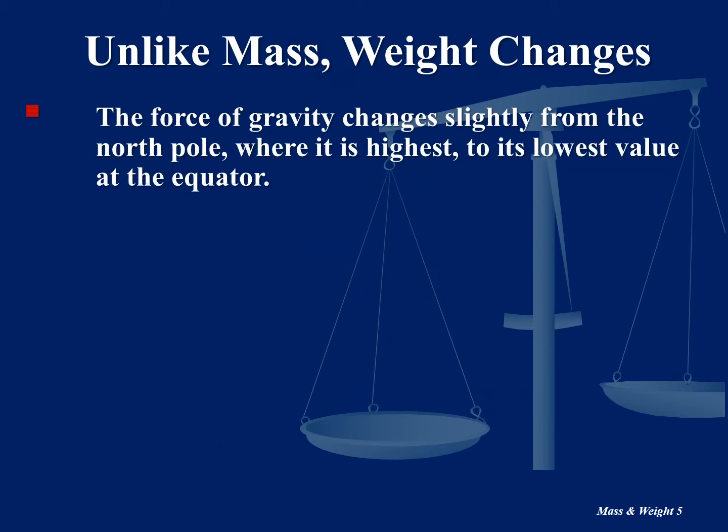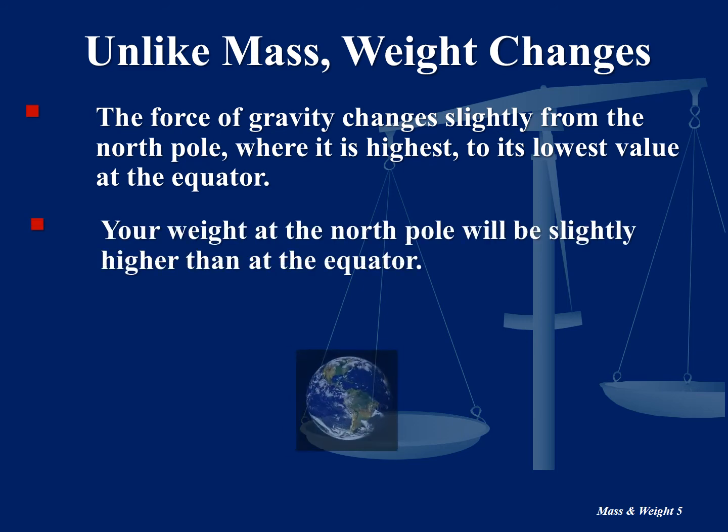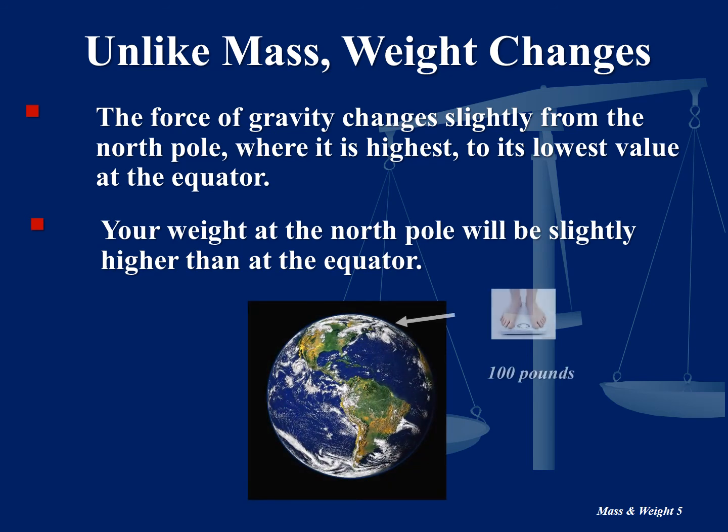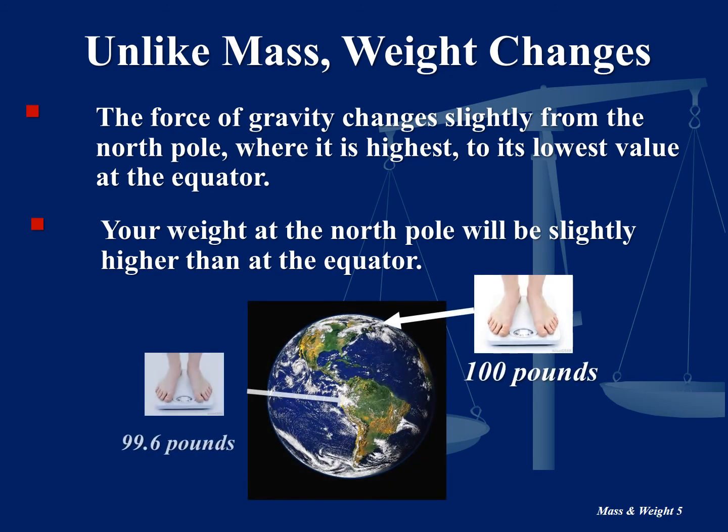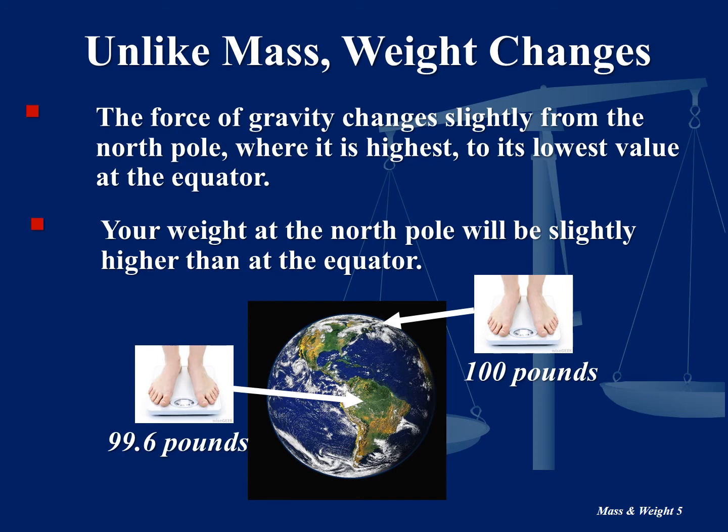While the mass of an object is the same throughout the universe, weight changes with changes in gravity. Even here on Earth, the force of gravity changes slightly from the North Pole, where it is highest, to its lowest value at the equator. As a result, your weight at the North Pole will be slightly higher than at the equator. For example, if you weigh 100 pounds at the North Pole, your weight at the equator will be 99.6 pounds.